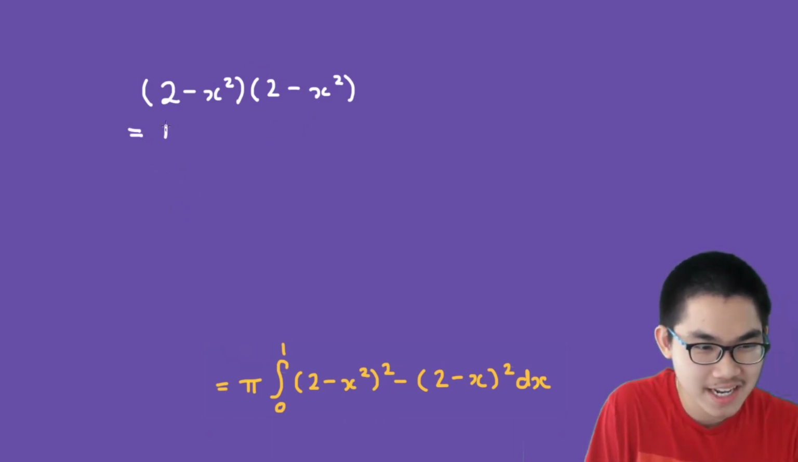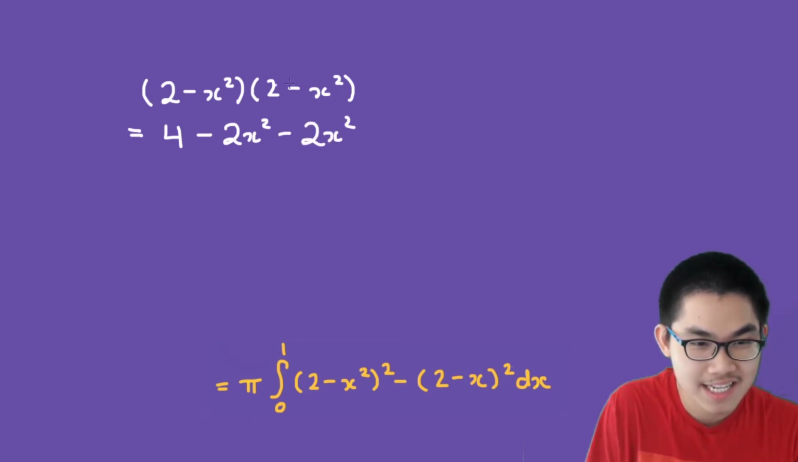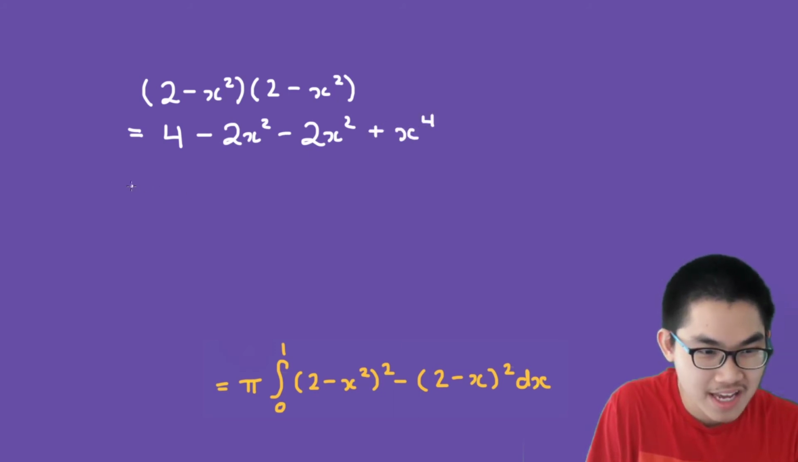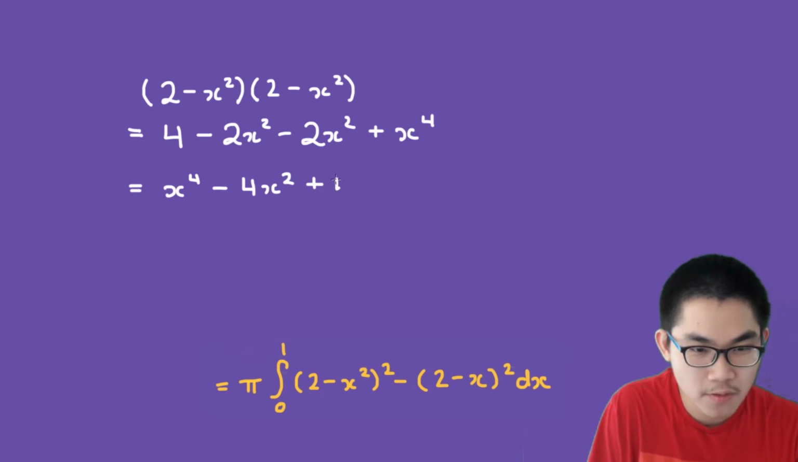2 times 2 is going to give you 4. 2 times negative x² is going to give you negative 2x². It's the same thing here, so minus 2x². And this times that is going to give you positive x⁴. And we can rewrite this as x⁴ - 4x² + 4. And let's go ahead and put this back into our integral.